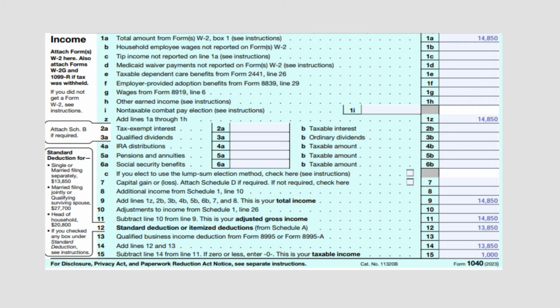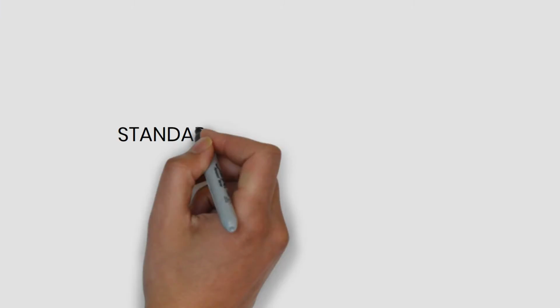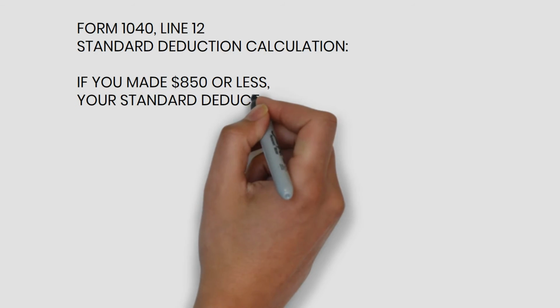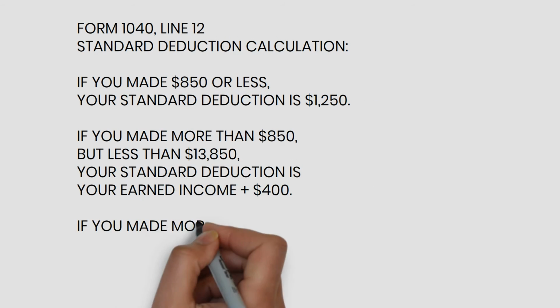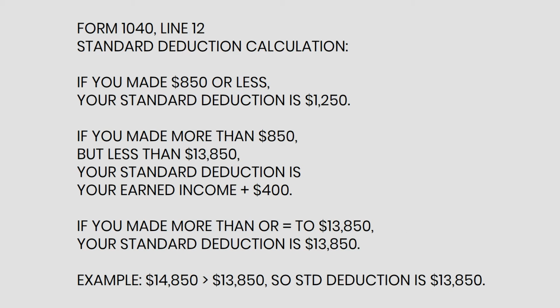To calculate your standard deduction, you will need to use the worksheet for dependents on page 34 of the Form 1040 instructions. We will use the worksheet, but I have summarized the standard deduction for when you are a dependent. If you made $850 or less, your standard deduction is $1,250. If you made more than $850 but less than $13,850, your standard deduction is your earned income plus $400. If you made more than or equal to $13,850, your standard deduction is $13,850. In our example, you made $14,850, which is greater than $13,850, so your standard deduction is $13,850.